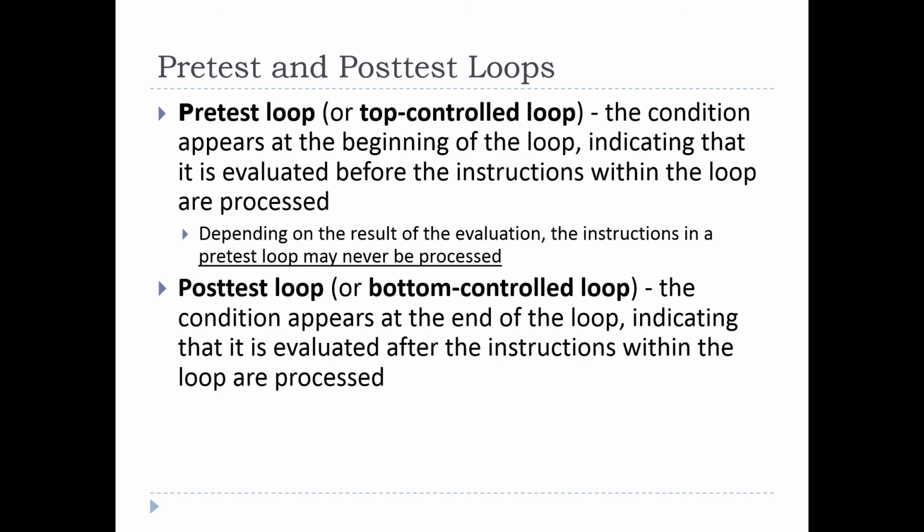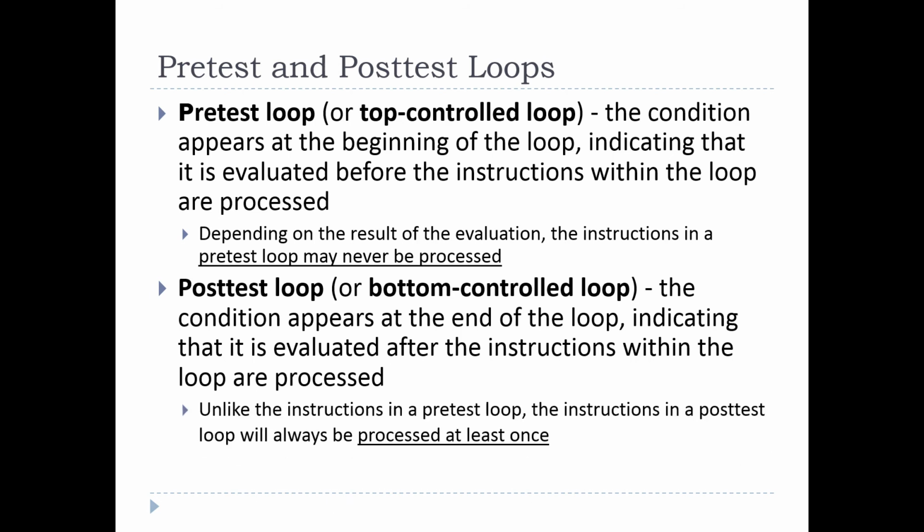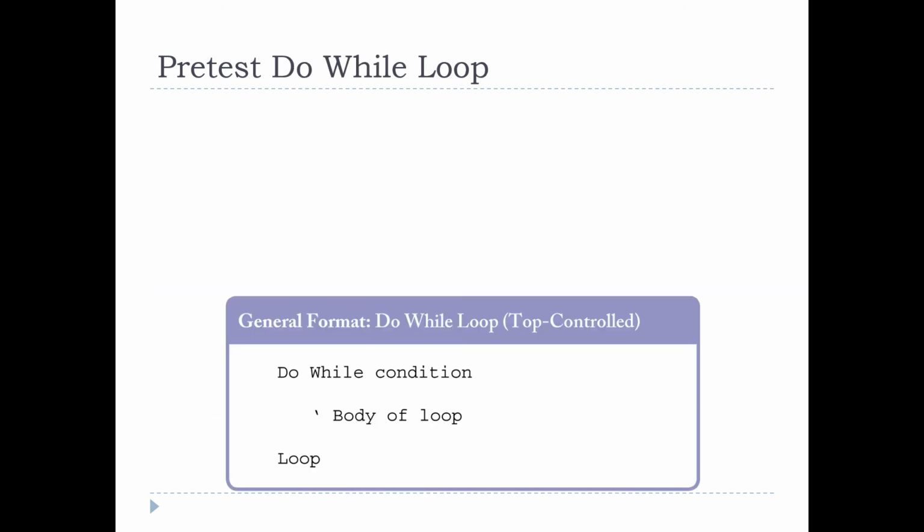So that means that because we test at the bottom, whatever is written inside the body of the loop will execute one time, guaranteed every time. Okay, so one time will be executed, whereas the pretest it may not. Okay, so that is the main difference between the two, and we'll show you what that means in a bit here. So here's a pretest, right?